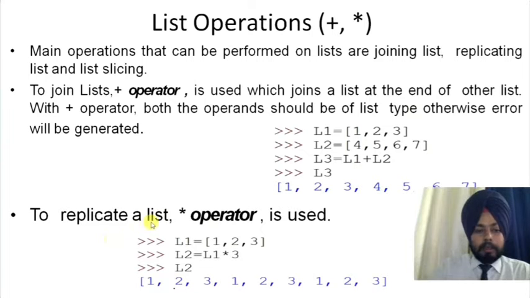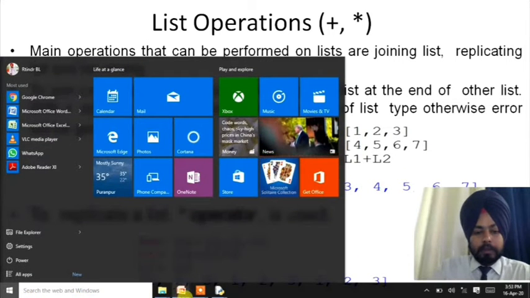To replicate a list, the asterisk or multiplication operator is used. Here L1 equals to 1, 2, 3, L2 equals to L1 multiplication of 3. The output will come 1, 2, 3, 1, 2, 3, 1, 2, 3. Let's check it.